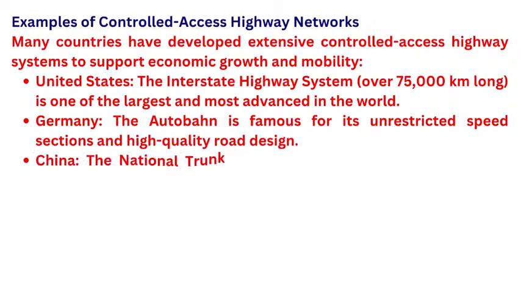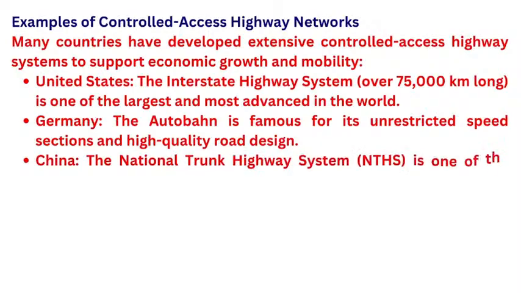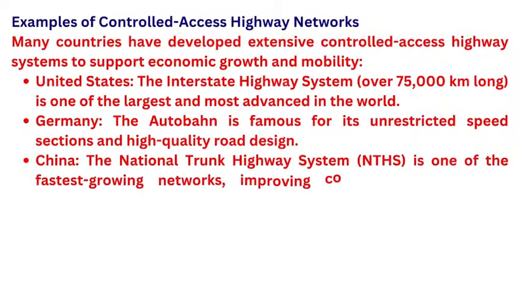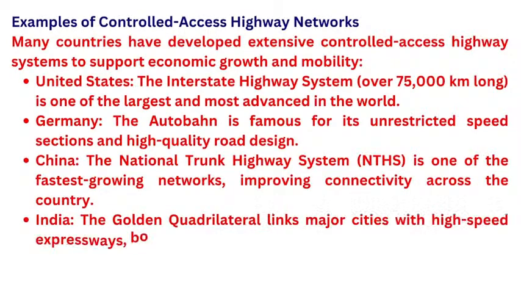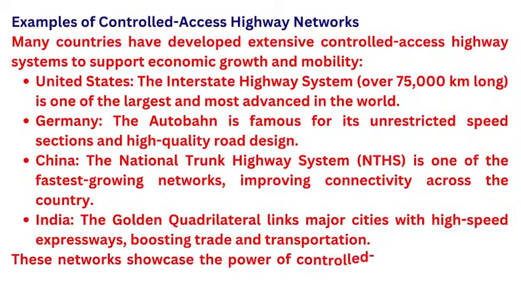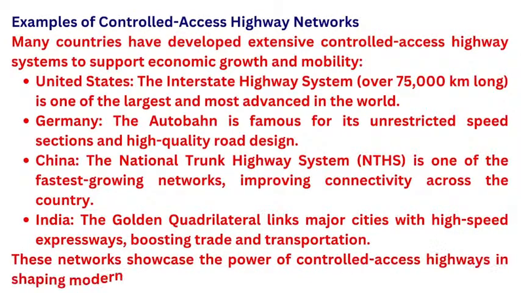China: the National Trunk Highway System, NTHS, is one of the fastest-growing networks, improving connectivity across the country. India: the Golden Quadrilateral links major cities with high-speed expressways for trade and transportation. These networks showcase the power of controlled access highways in shaping modern infrastructure.